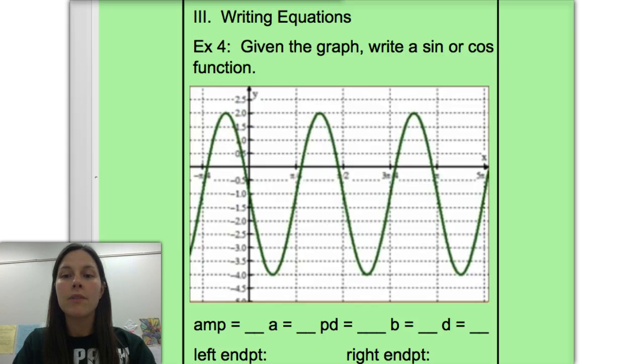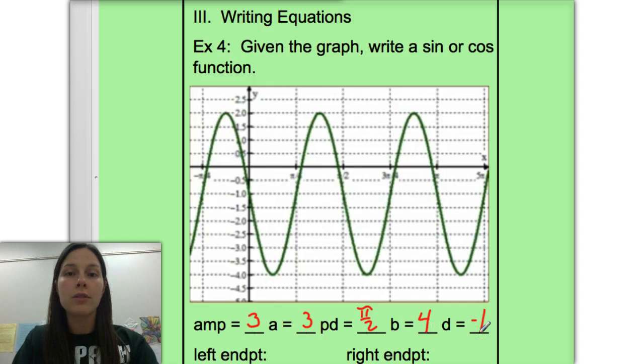Alright, we're going to do the same thing with the exact same graph, but this time we're going to write a cosine function. We already identified the amplitude as 3. We're going to leave the a value as positive 3 for now, and we'll come back and change that to a negative for our cosine function if we need to. Period is still pi over 2, so that b value is still 4. D is still negative 1.